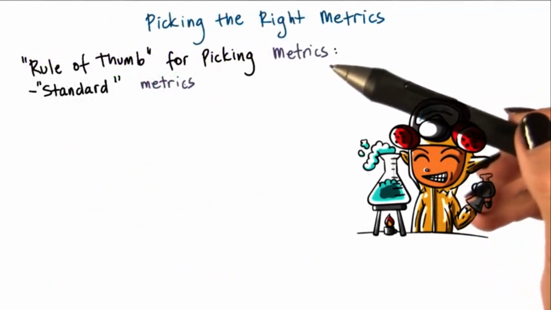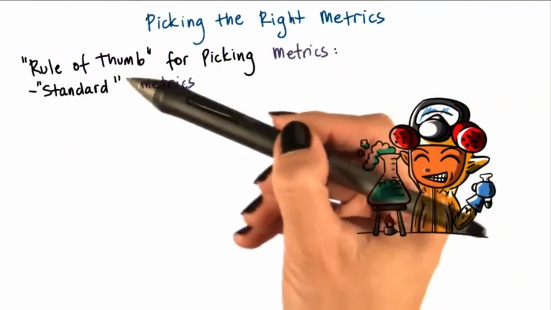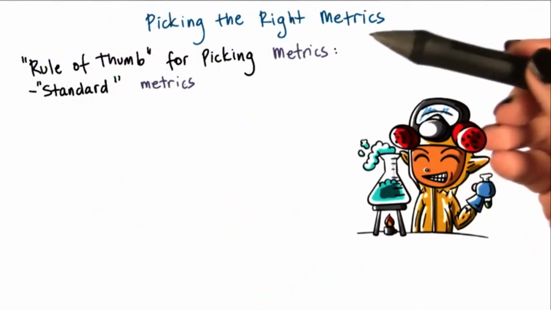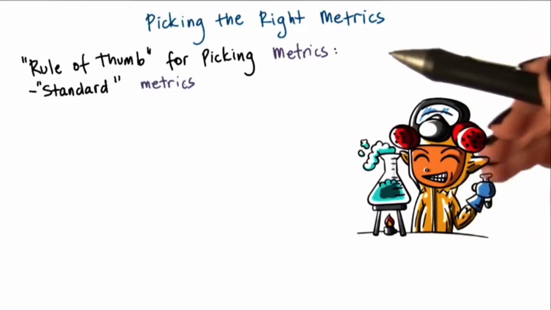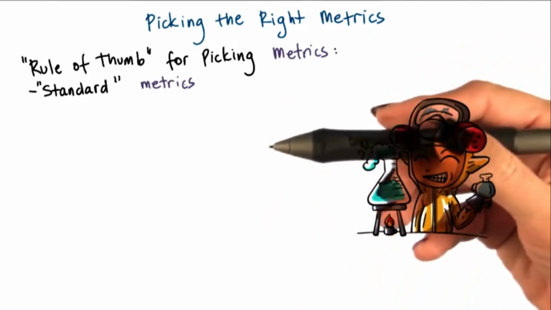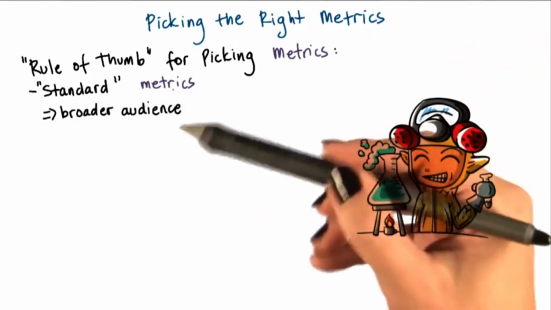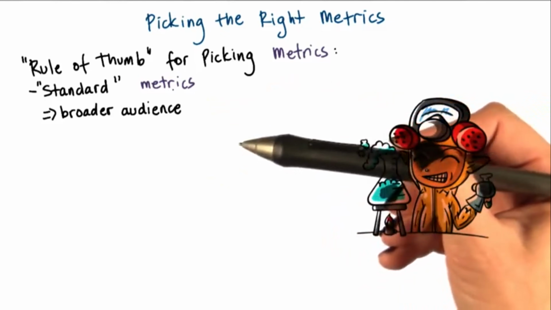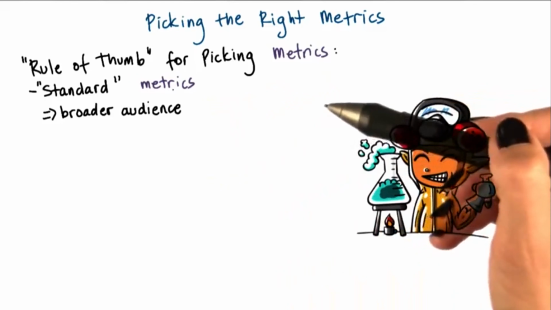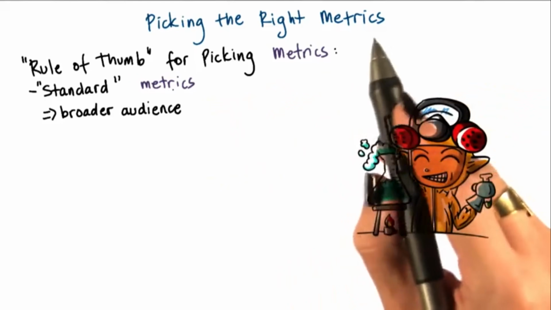When you're picking metrics, a rule of thumb should be to ask what are some of the standard metrics that are popular in the target domain. For instance, for web servers, it makes sense to talk about the client request rate or the client response time. This will let you have a broader audience. More people will be able to understand the results and to relate to them, even if those particular results don't give you the best punchline.